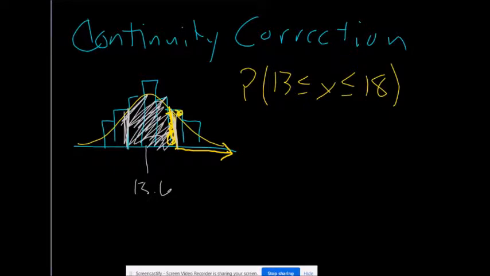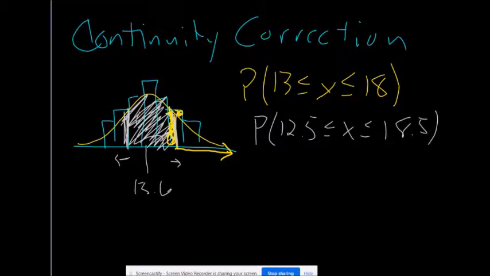Now the continuity correction shifts where we're calculating from just a little to the left, and then just a little to the right, so that we can get all of the space that's underneath the normal curve. So actually what we do here is we take away about 0.5 from the leftmost bound. So 13 minus 0.5 is 12.5. And then we add 0.5 to the uppermost bound.